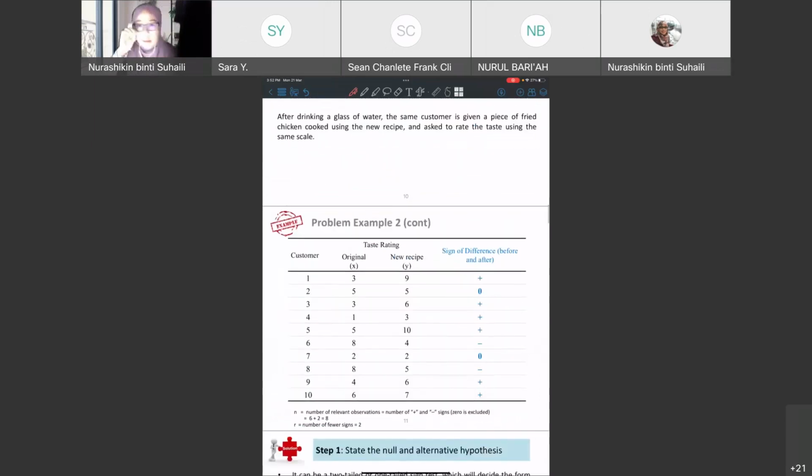Okay, so just now we discussed an example of one sample problem, isn't it? Right, we have one sample and then we compare with a benchmark value. So let's have a look at another example.